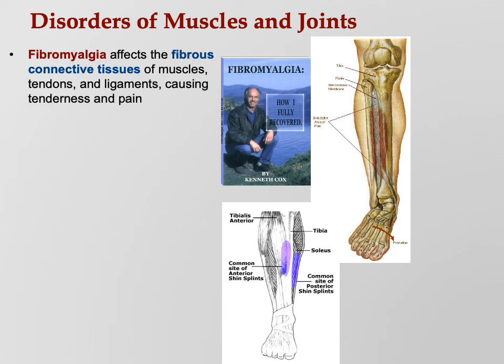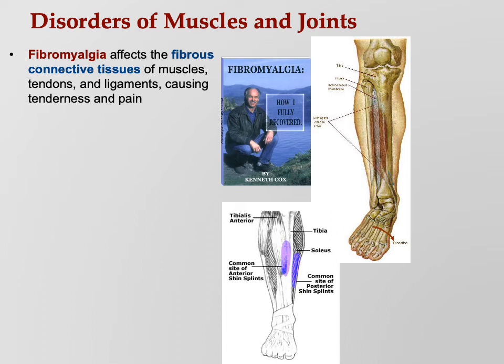Fibromyalgia, a very controversial disorder, affects the fibrous connective tissues of muscles, tendons, and ligaments, causing tenderness and pain. There has been a lot of discussion as to whether or not this is a real disorder. I think it is. It's probably also very much overdiagnosed.